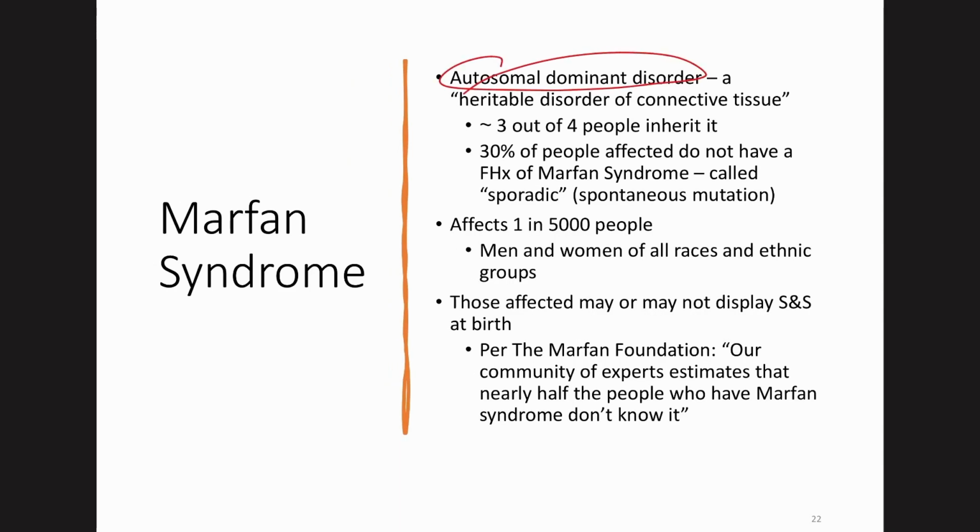Autosomal dominant. So it's a genetic disorder. It's inheritable. Disorder of the connective tissue. So there's a genetic component here. So 30% of people do not have a family history of Marfan syndrome. It's called sporadic spontaneous mutation. But the majority of people will have a family history of Marfan. 1 in 5,000 people, men and women and all races. So should you study that point for this? No, they're all the same. Skip it, move on. Those affected may or may not display any signs and symptoms of Marfan at birth.